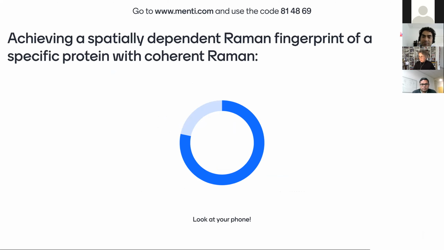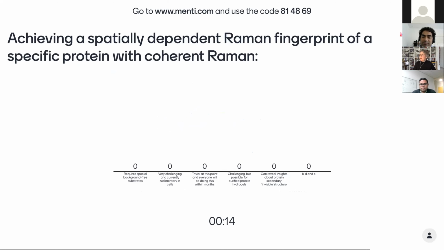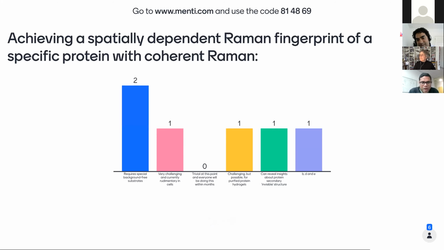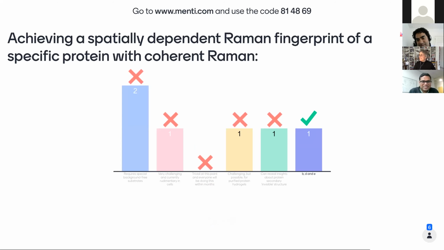Depending on speed as well, obviously, if you can win. Achieving a spatially dependent Raman fingerprint of a specific protein with coherent Raman, and then you have five options. That's a bit long, sorry. It requires special background-free substrates. It's very challenging. It's trivial at this point. I think people realize it's very challenging and currently rudimentary. I think D, challenging but possible.